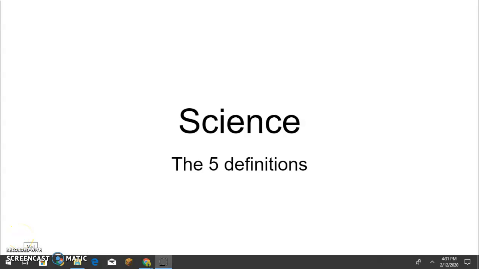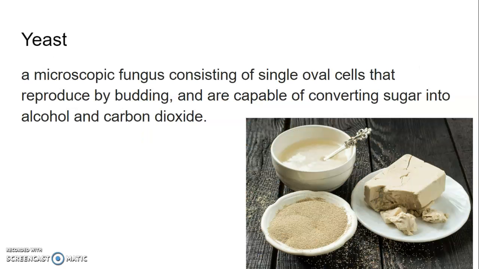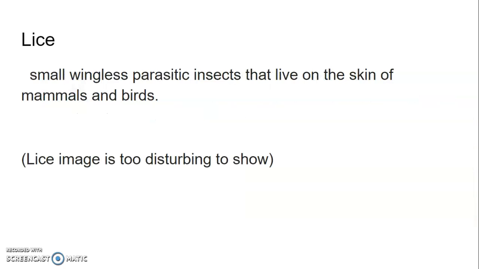So these are the 5 words and definitions that I chose. 1 is pebble, a small stone made smooth and round by the action of water or sand. 2 is yeast, a microscopic fungus consisting of single oval cells that reproduce by budding and are capable of converting sugar into alcohol and carbon dioxide. And that's how you get drunk.